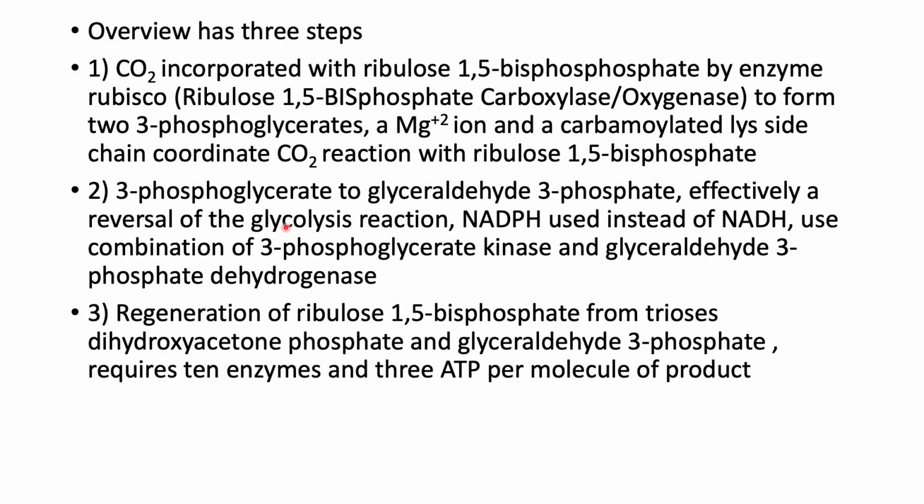In the second step, the 3-phosphoglycerate is converted to glyceraldehyde 3-phosphate. This is a reversal of the glycolysis reaction. NADPH is used instead of NADH. There's a combination of 3-phosphoglycerate kinase and glyceraldehyde 3-phosphate dehydrogenase to get glyceraldehyde 3-phosphate. And then you regenerate ribulose 1,5-bisphosphate from trioses, dihydroxyacetone phosphate, and glyceraldehyde 3-phosphate. This requires 10 enzymes and 3 ATPs per molecule of product.